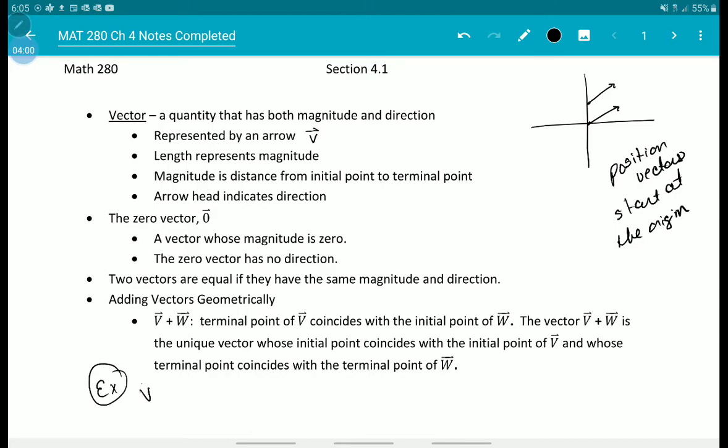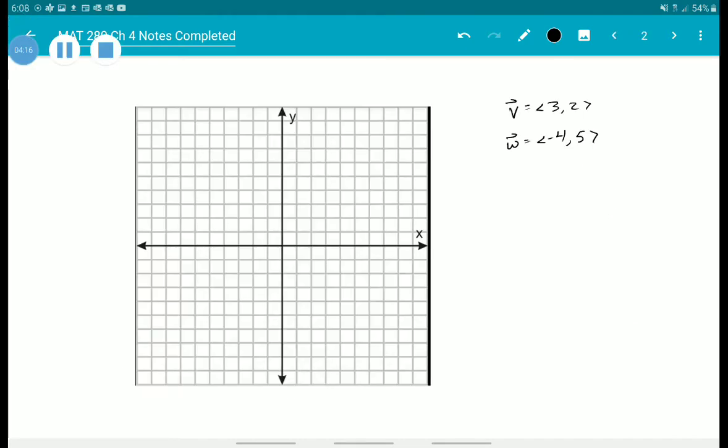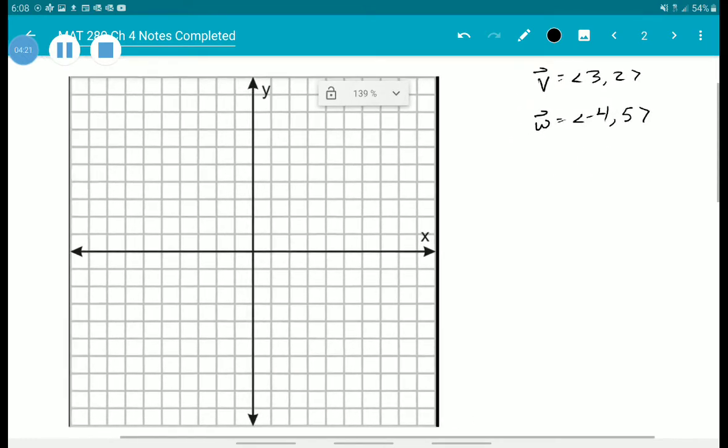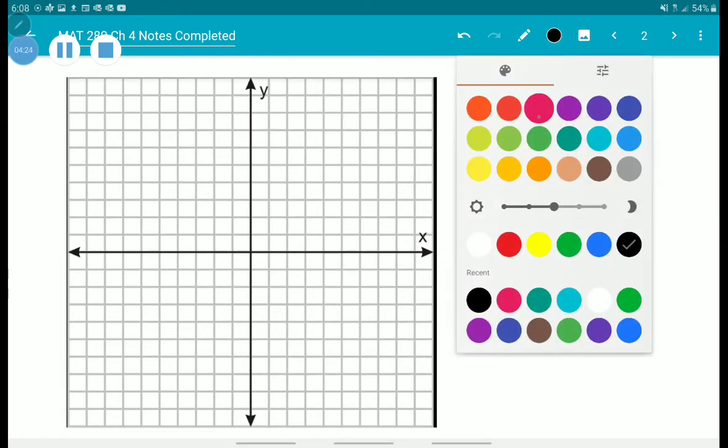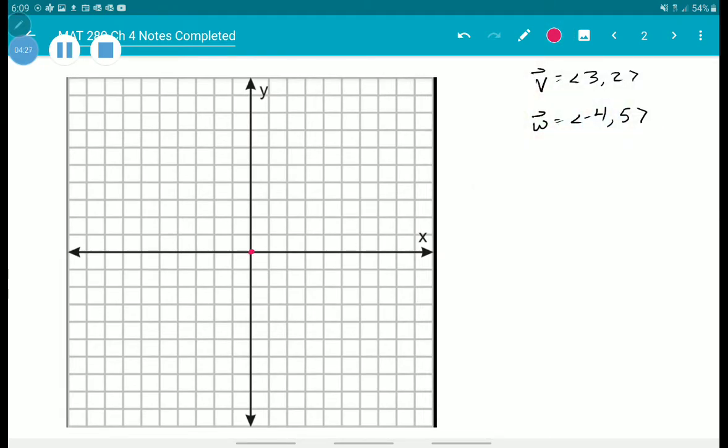Suppose we want to add the vectors 3, 2 and -4, 5. So let's add these 2, and I've got a Cartesian plane here that'll help us do that. So the vector 3, 2, I'm going to draw that as a position vector. We're going to do v plus w, by the way. So v is going to move over 3 and then up 2. So here's our vector v.